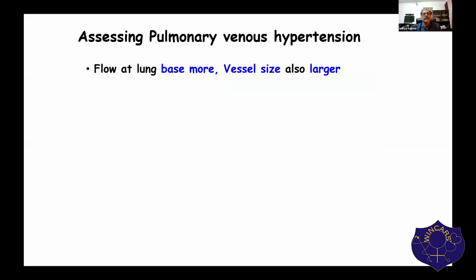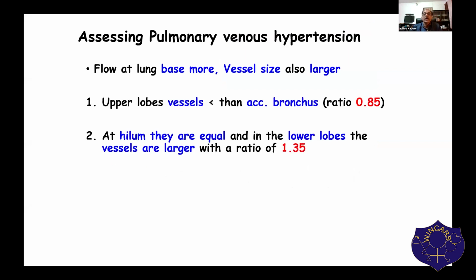Assessing pulmonary venous hypertension, Madam discussed it. Remember that the flow at the lung base is more. Upper lobe vessels are less than the accompanying bronchus. Ratio is 0.85. At the hilum, they are equal. And in the lower lobes, they are larger. So remember this gradation of vessel to bronchus: upper lobes less, hilum approximately equal, lower lobe they are larger.